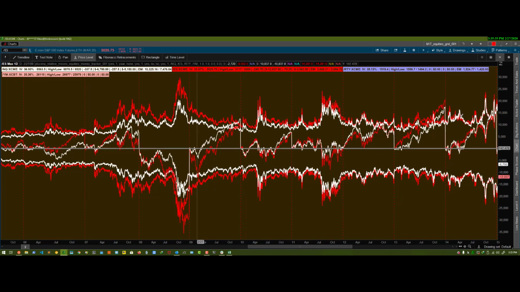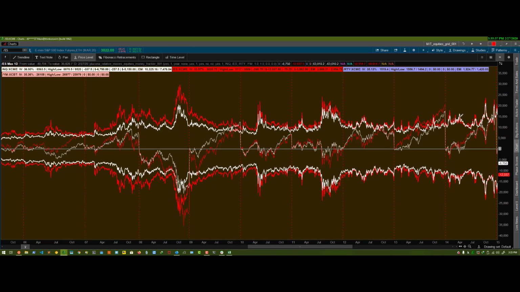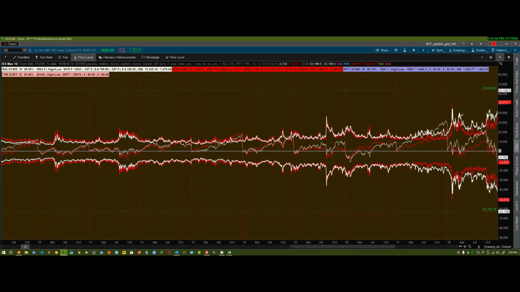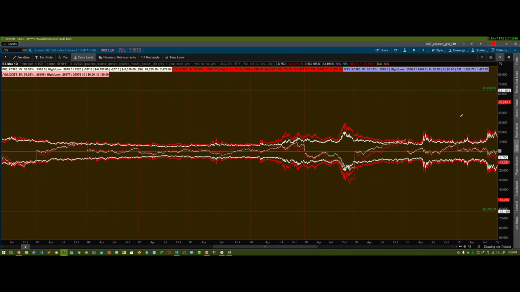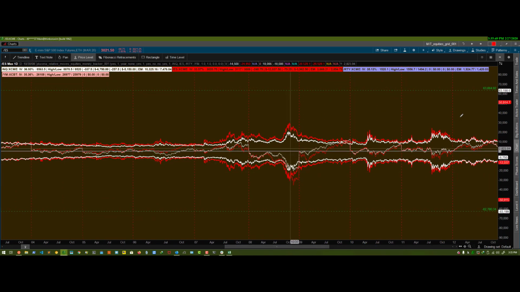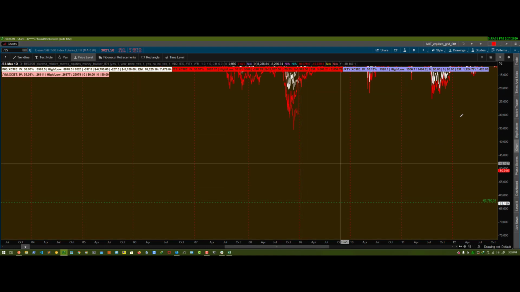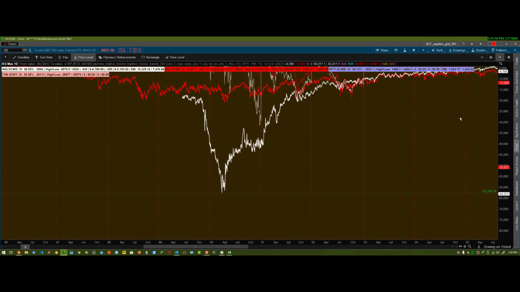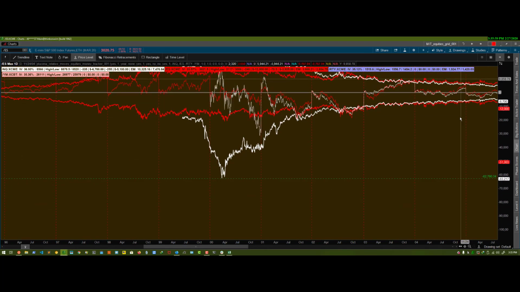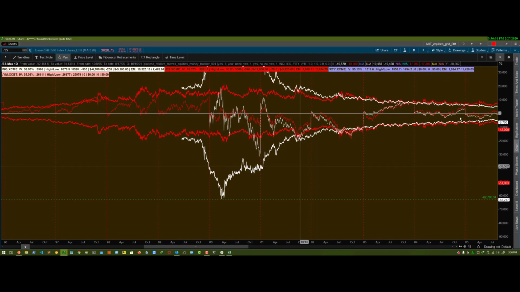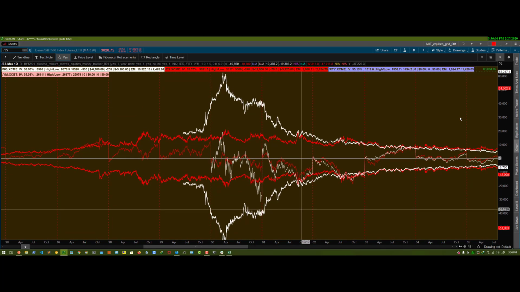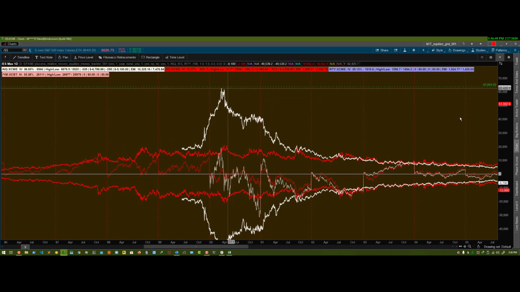Here's 2008. Look at where our lines are, guys. What's going on right now makes 2008 look like a little blip. Now, let's go to the dot-com bubble, the year 2000. That one just so happens to be at exactly the same level of implied range.